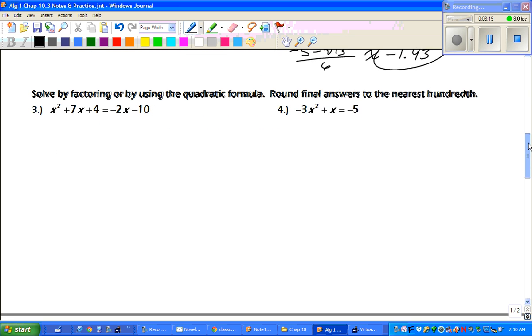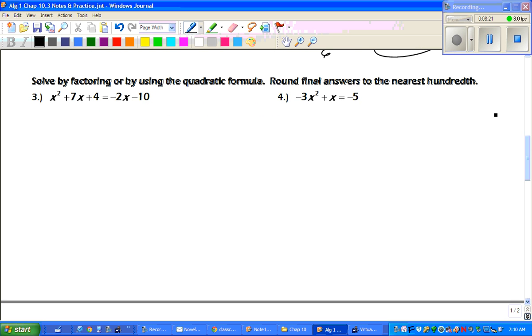All right. Let's go through some. So solve by factoring or by using the quadratic formula. Round the final answer to the nearest hundredth. Okay? Remember that that means 2 decimals.